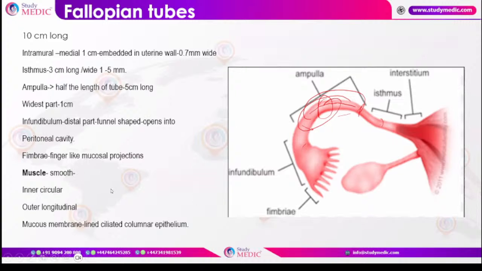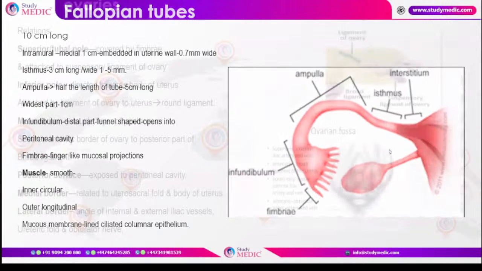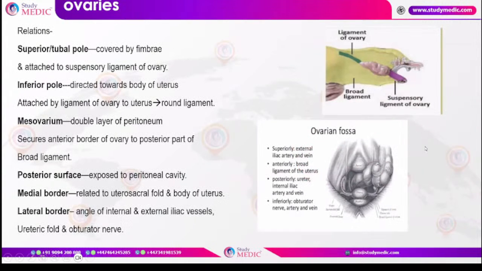A little bit about the microscopic appearance. The tubes are smooth. You have the inner circular layer, the outer longitudinal layer, and then the mucous membrane inside the tubes, which is lined by columnar epithelium, and the cilia beat towards the uterus. Obviously, because the fimbriae are going to catch the ovum and they want to propel the ovum towards the uterine cavity. So that's all about the uterine tubes.